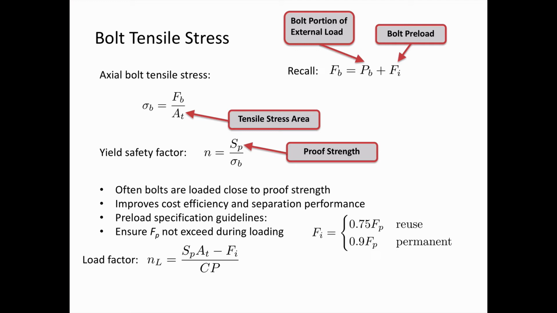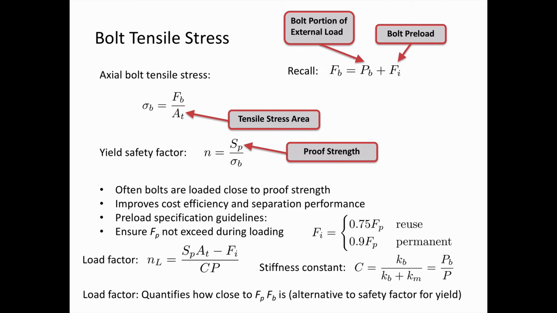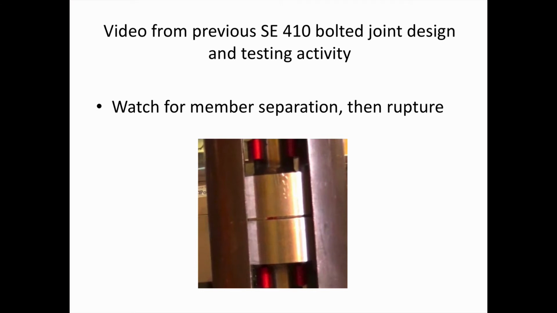Another way of describing or quantifying a design for a bolted joint is using a load factor. This is an alternative to using a safety factor. This involves the stiffness constant, just a reminder that it involves the bolt stiffness and the member stiffness. This load factor quantifies how close to the proof load the bolt load, the load the bolt is actually experiencing, is. Okay, let's talk about another failure mode, bolted joint separation.